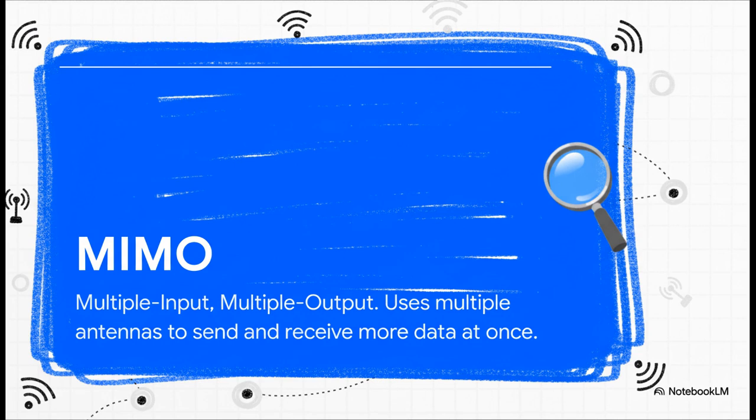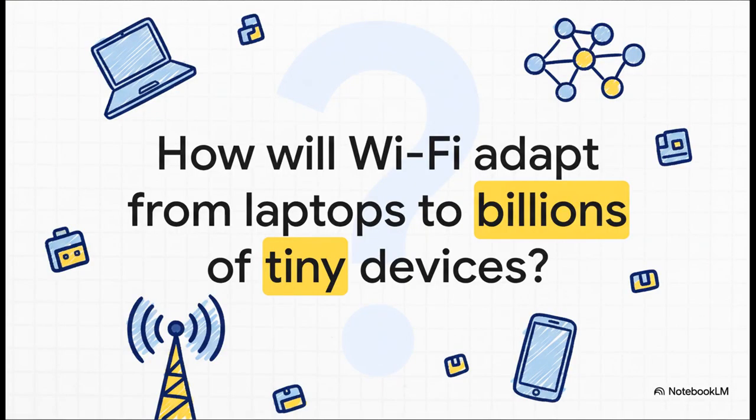And to squeeze even more performance out of our Wi-Fi, modern systems use this really clever trick called MIMO. That stands for multiple input, multiple output. Basically, by using multiple antennas to send and receive data at the same time, it can dramatically boost your speed and reliability. The best way to think about it is like adding more lanes to a highway during rush hour. More lanes means more cars can get through at once, and with MIMO, way more data can get through at once.